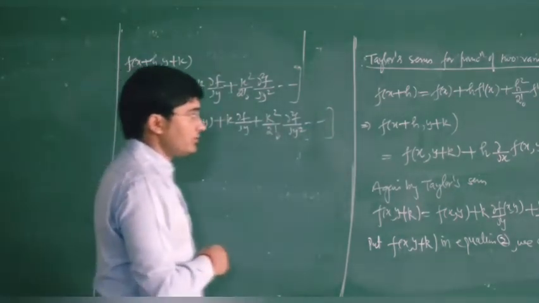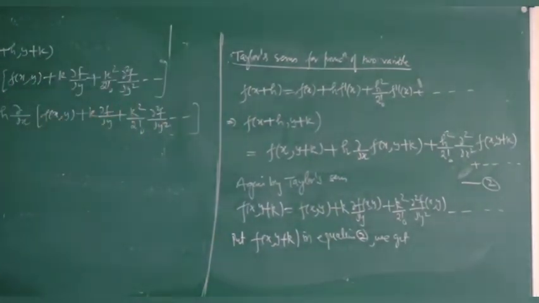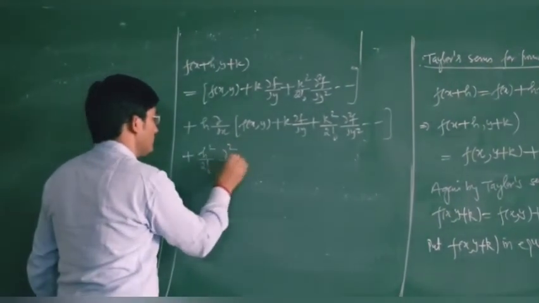Then we will have the third term. The third term is h square upon factorial 2. It's double differentiation with respect to x.